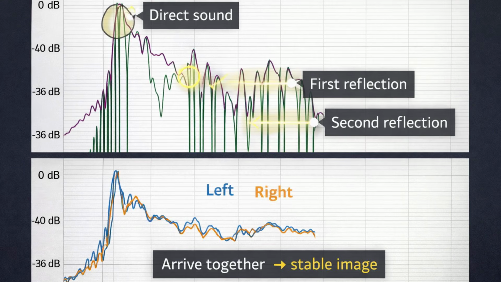So it's not simply about removing reflections, it's about how they arrive and how they interact with the direct sound. In other words, it's about whether they're helping or confusing the timing.